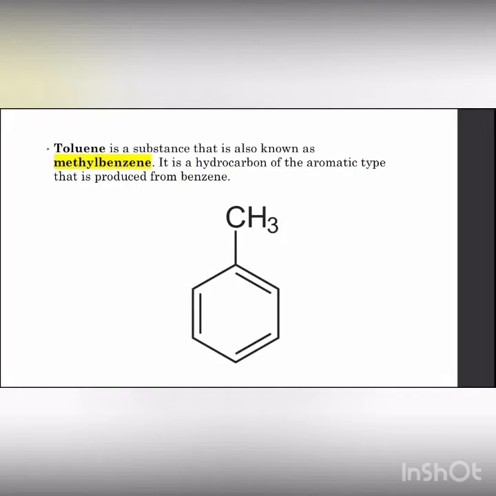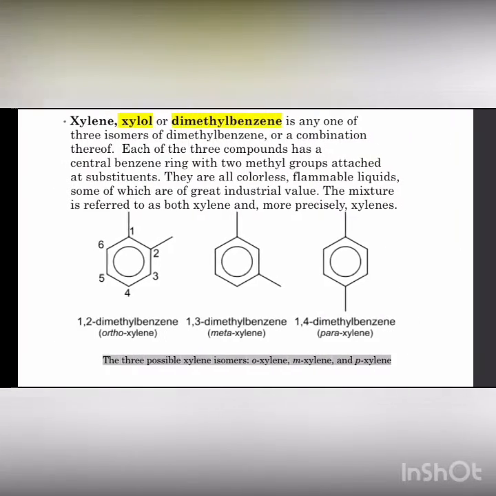Toluene is a substance that is also known as methylbenzene. It is a hydrocarbon of the aromatic type that is produced from benzene.